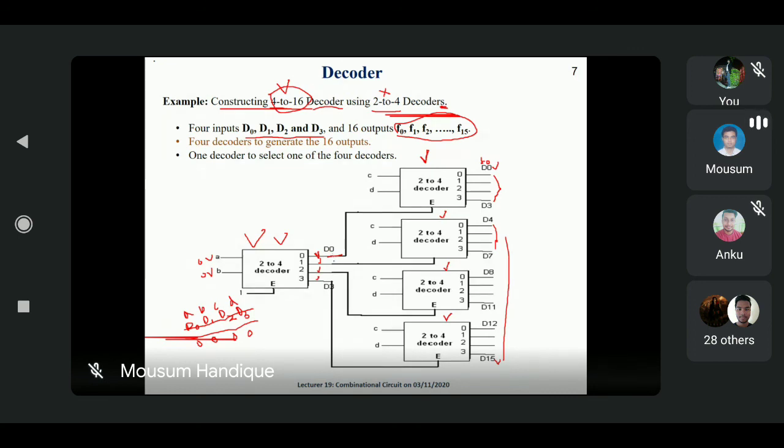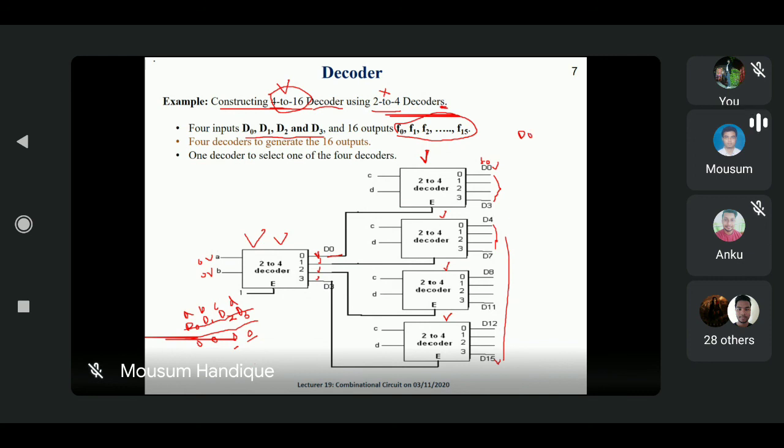This one is the D0 line, this one is the D1 line, this one is the D2 line, this one is the D3 line. So D0 is connected to which particular decoder? This particular decoder. Now what happened here? CD is also 0, 0. Then which particular line is selected? D0 line is selected. So D0 is already selected.